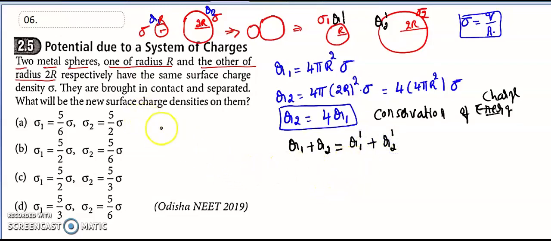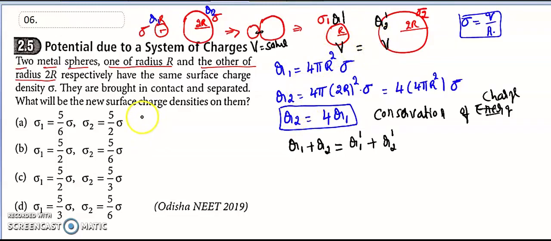Okay, so we know what happens with potential. When the two spheres are put in contact, the potential remains the same for both. Potential is the work done to bring a charge from higher to lower level. So when the level is the same, that means the potential is the same. This potential is equal to this potential.